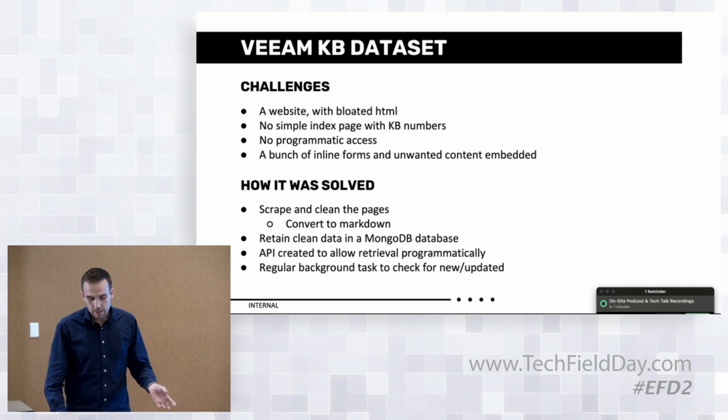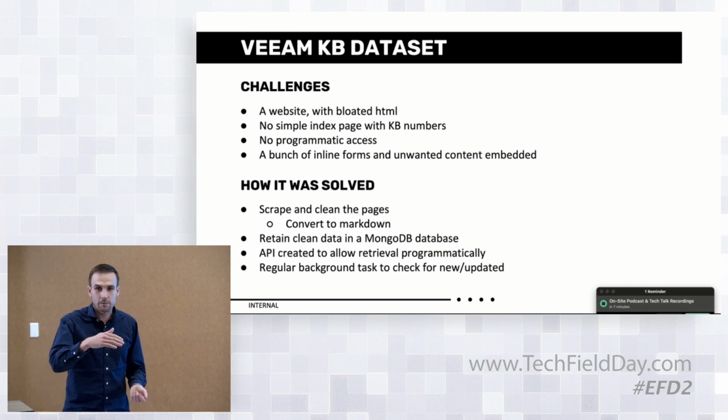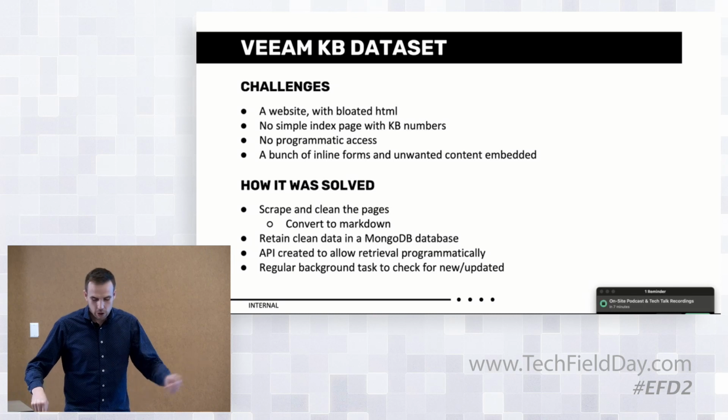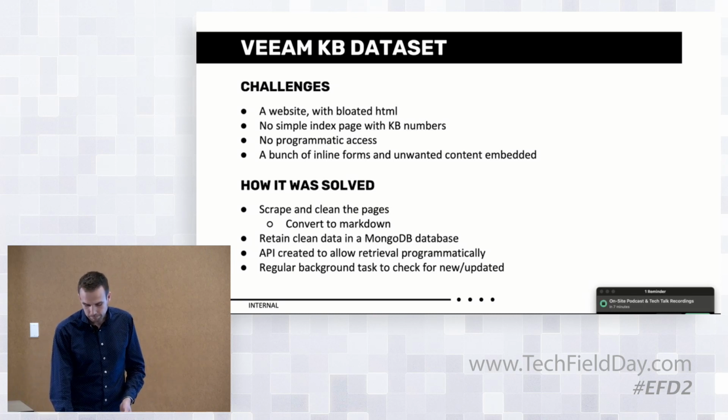Stored it in a local MongoDB database, so I've got access to it. And then for the community, I actually wrapped an API over top of that, so not only can I consume it, but anyone else that wanted to programmatically get these KB articles, they could just hit my API and know that there's a programmatic way to receive the KB information. And then there's obviously a regular background process to go and check for new ones in the nicest way.